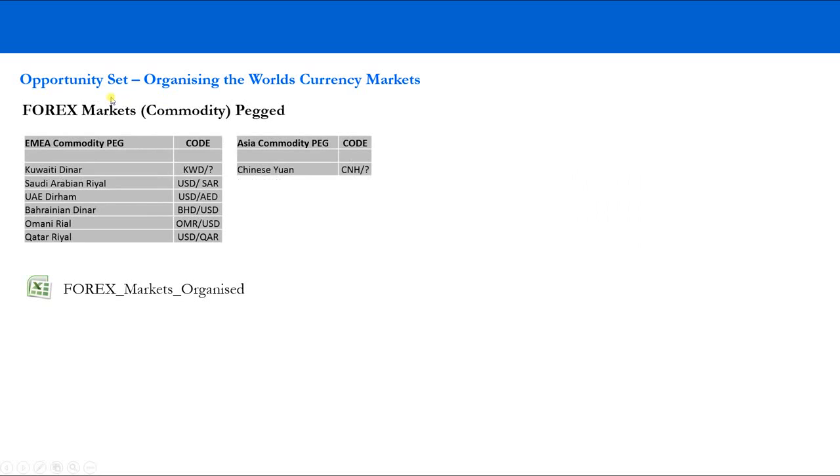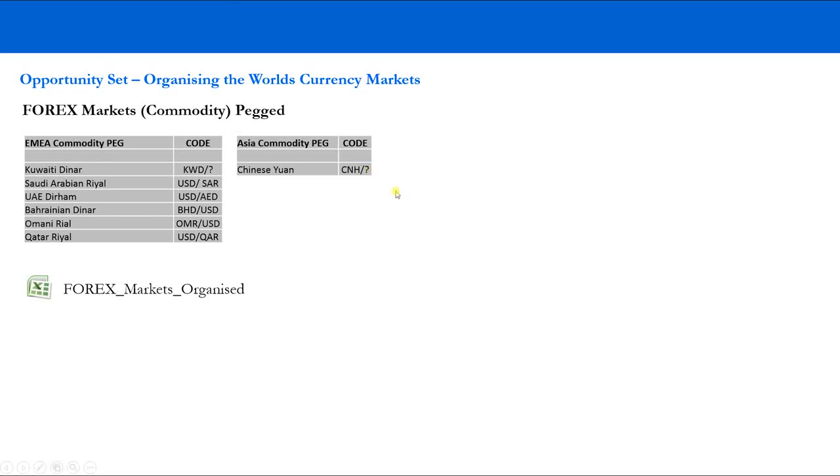And then the next part of our opportunity set, the commodity pegged, we break down as EMEA and Asia. So EMEA commodity pegged and Asia commodity pegged. And we have here in EMEA all of the GCC countries, and the only Asian currency that has significant exposure to commodities and is pegged is the Chinese yuan.